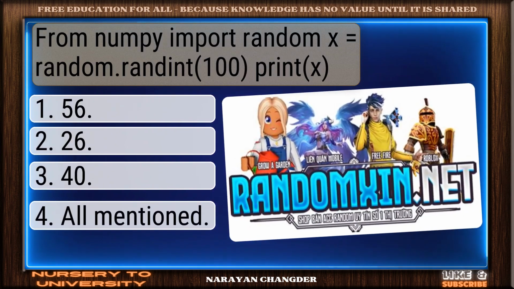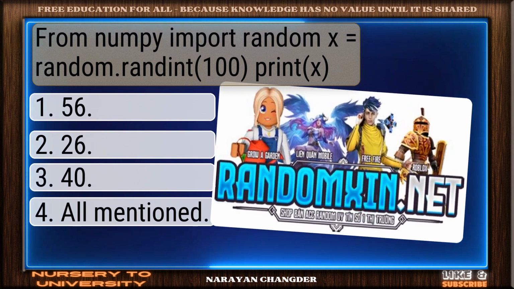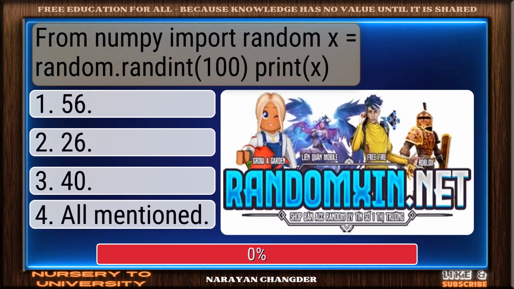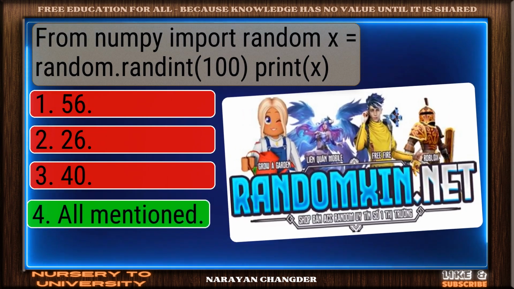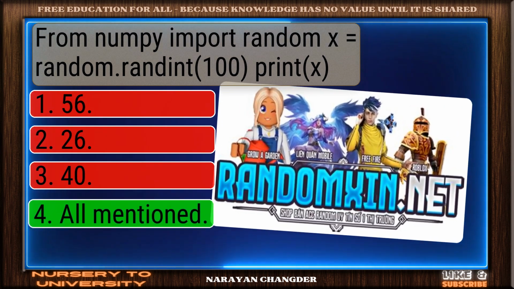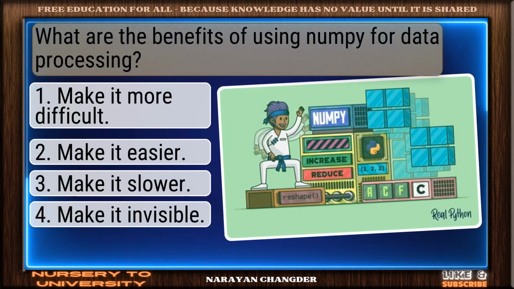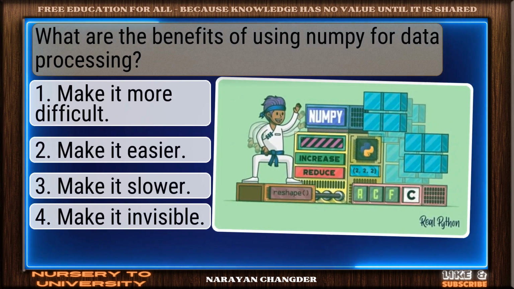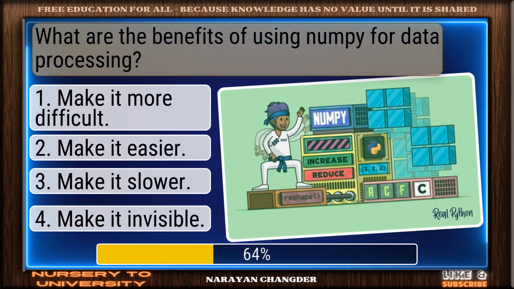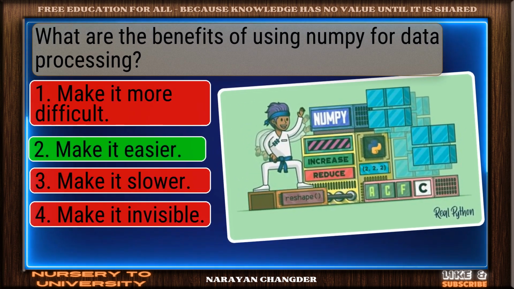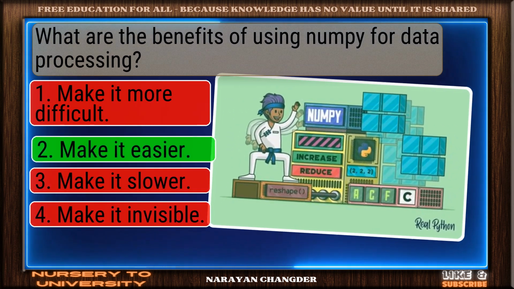Question number 7. from numpy import random, x = random.randint, print. Excellent choice. All mentioned is the right answer. Question number 8. What are the benefits of using Numpy for data processing? Right again. Make it easier is a valid answer.